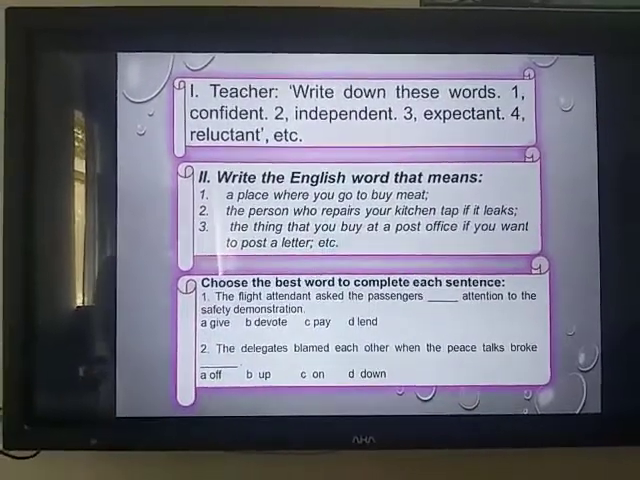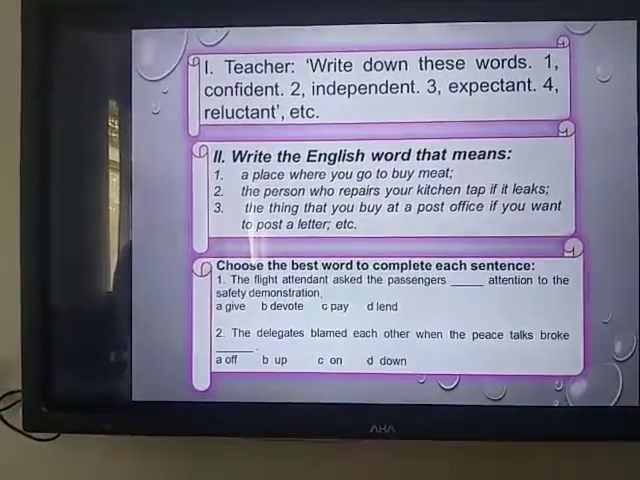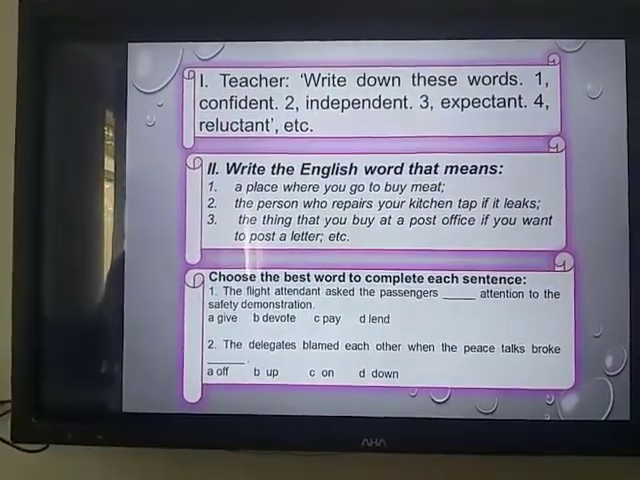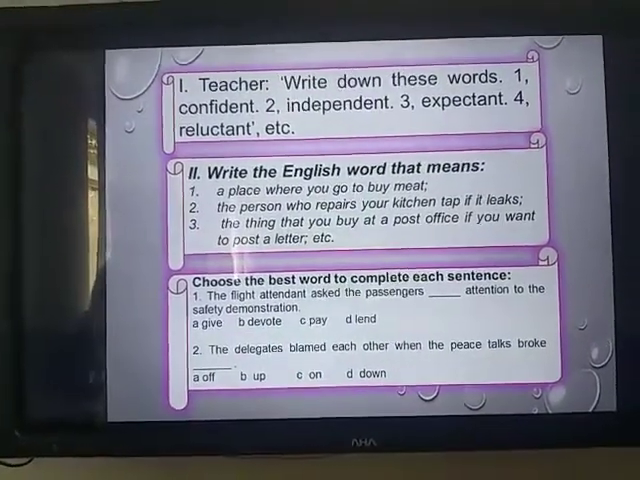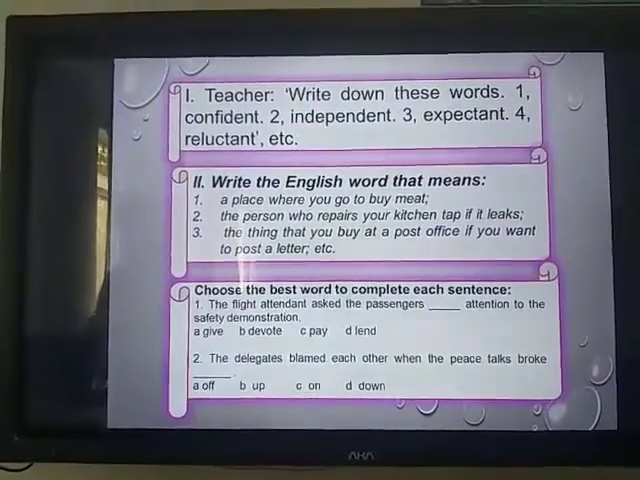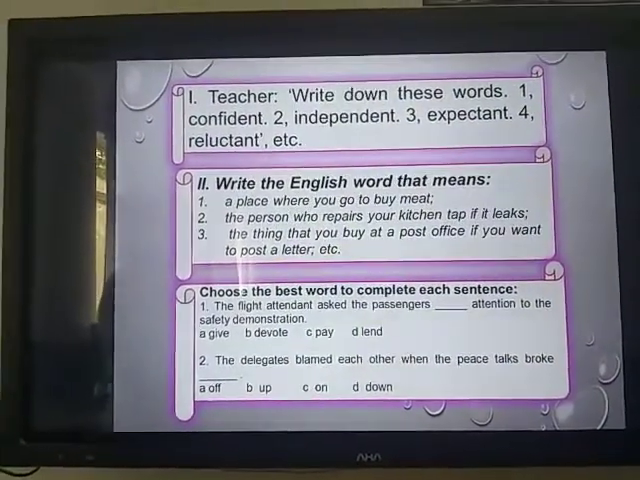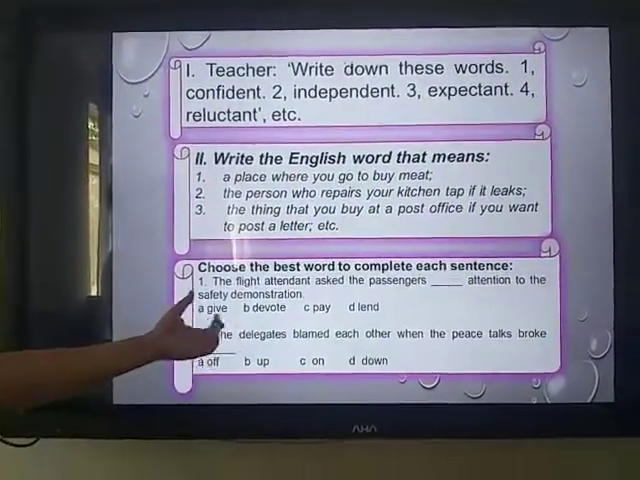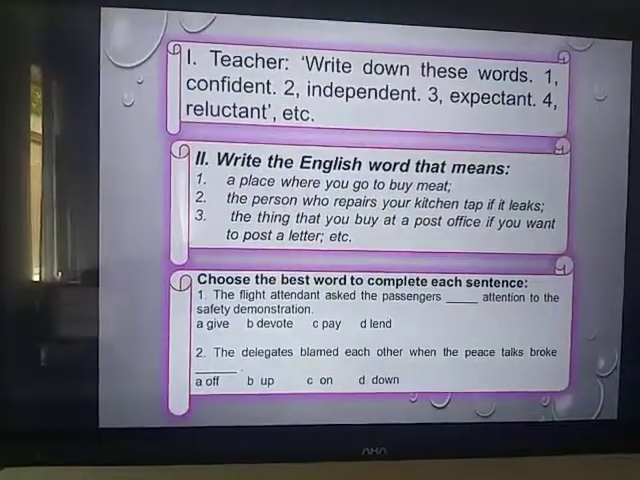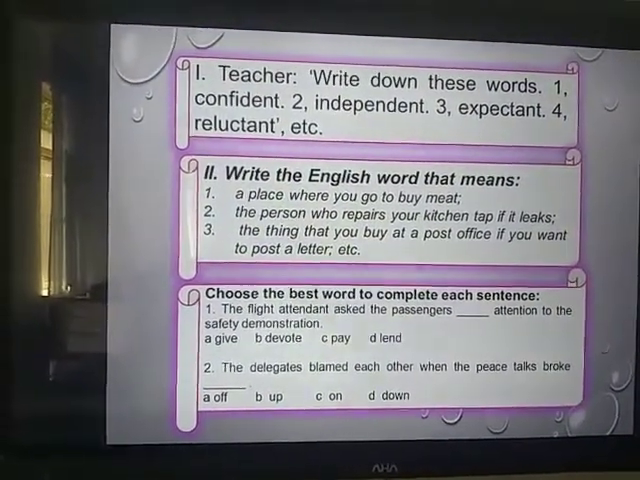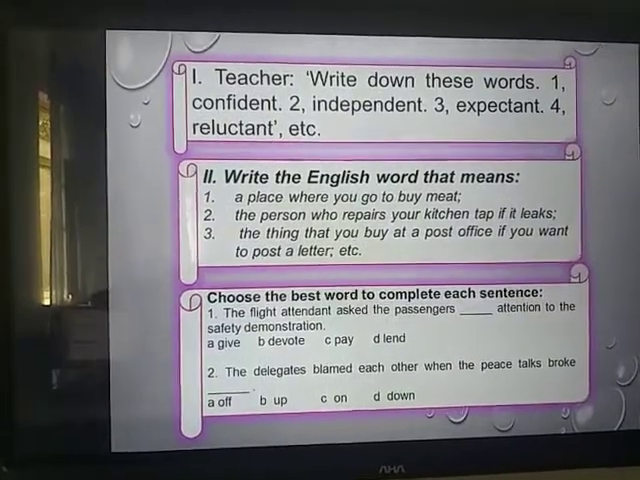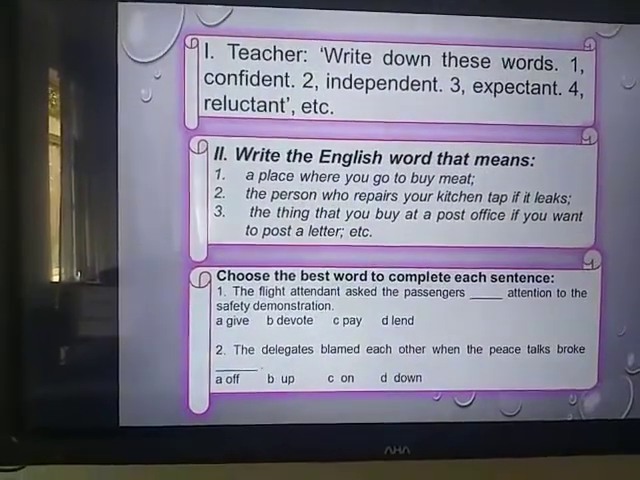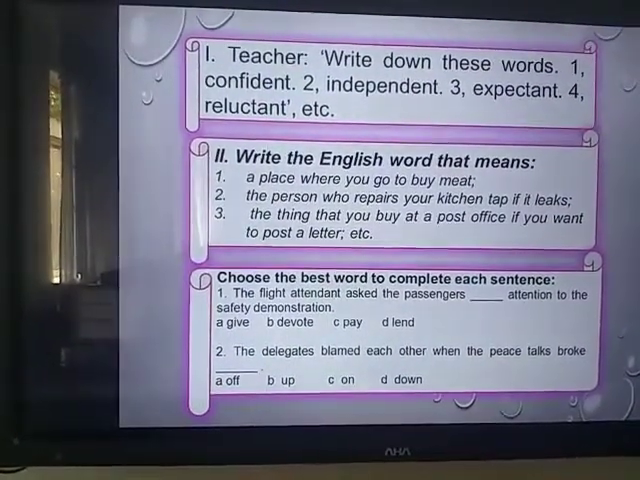In the third test, choose the best word to complete each sentence. The flight attendant asks the passengers blank attention to the safety demonstration: give, devote, pay, lend. The second, the delegates blamed each other when the peace talks broke blank: off, up, on, down. But in the third example, you can see context. In receptive tests like these, we can test learners' ability to recognize the form of word. But we can do them productive.